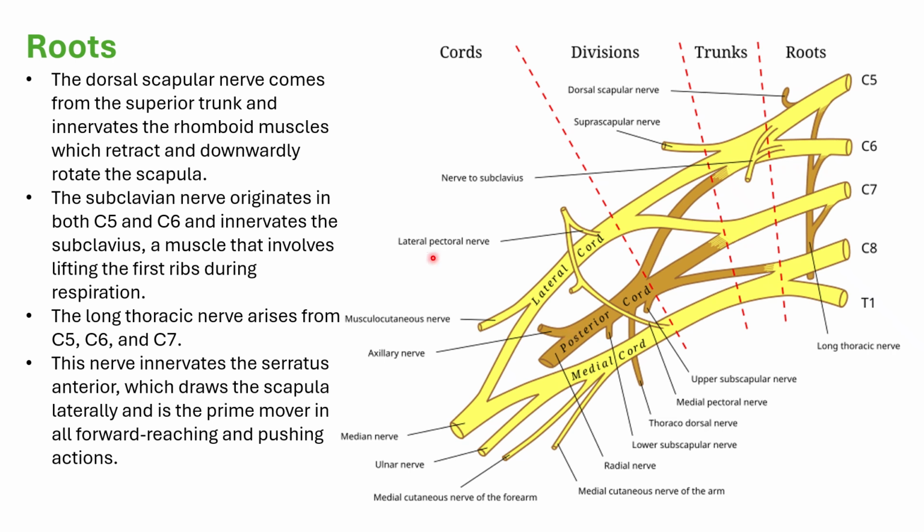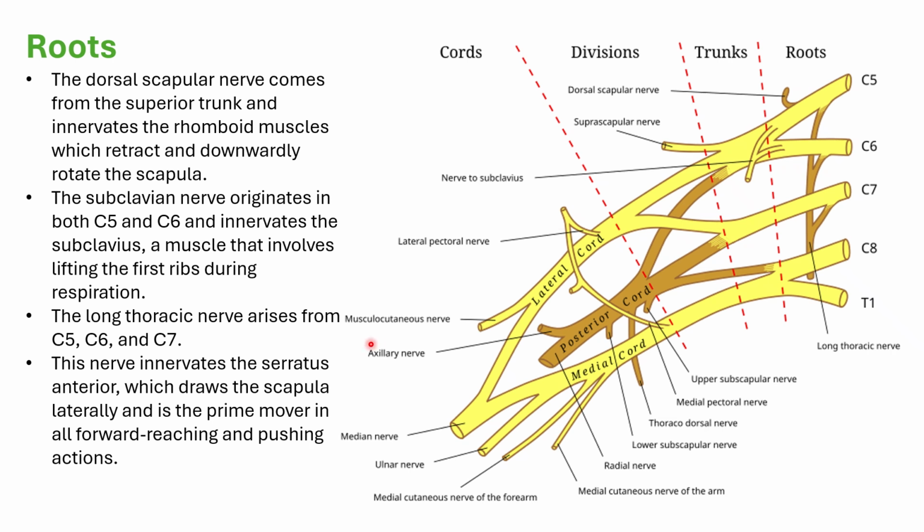Now, as you can see, the one that arises from posterior cord is axillary nerve. This is musculocutaneous nerve, right here. This is the median nerve. This is ulnar nerve. This is medial cutaneous nerve of the forearm, right? And here, as you can see from the medial cord, you have medial cutaneous nerve of the arm, okay?